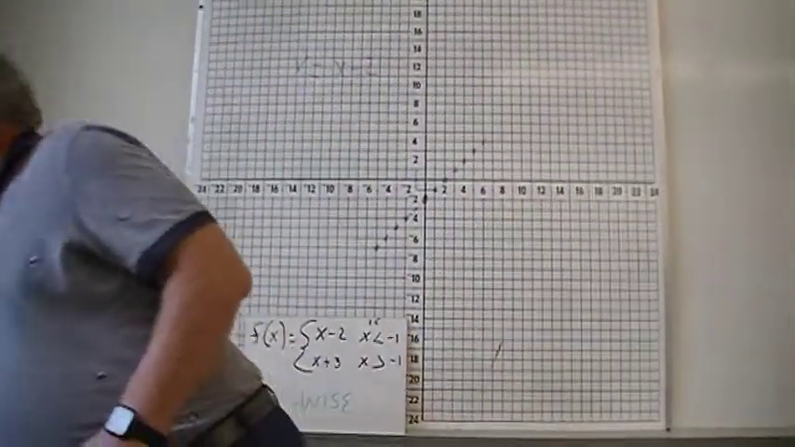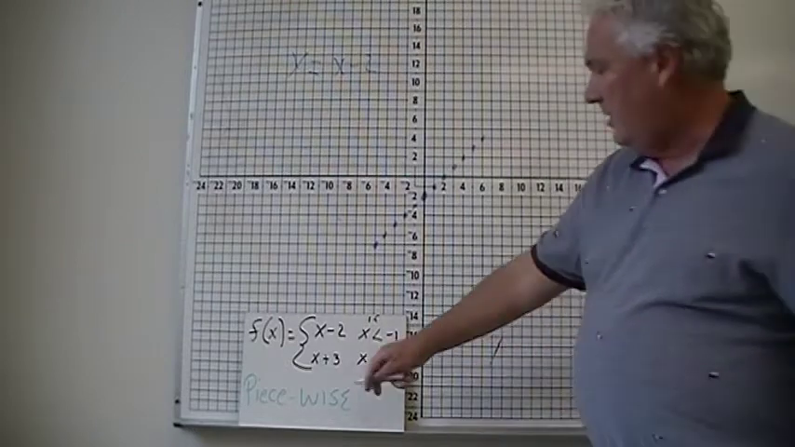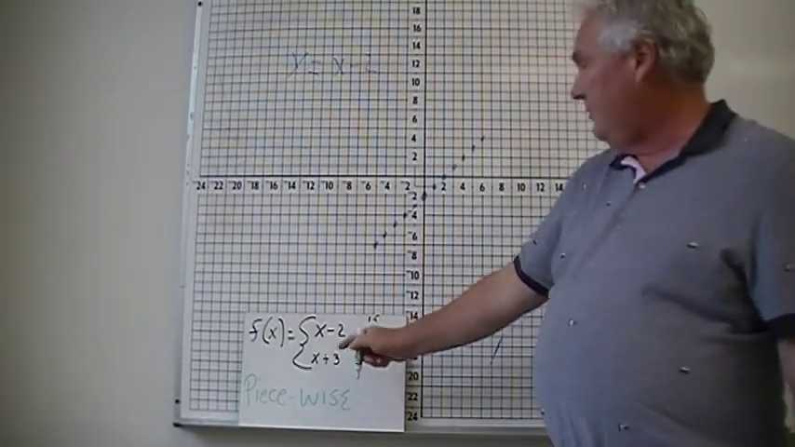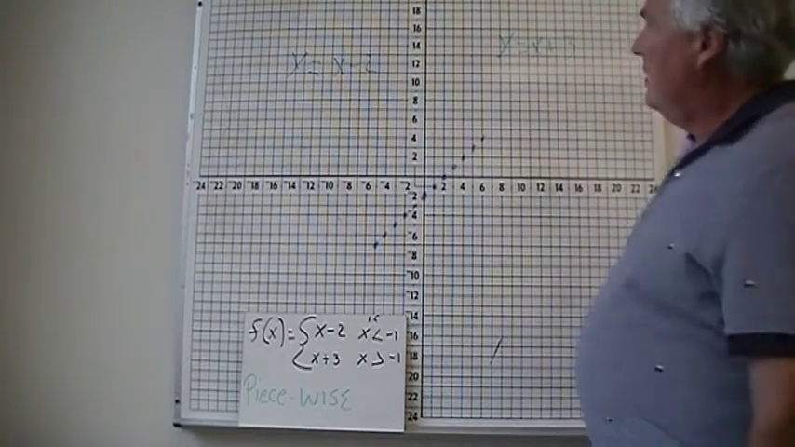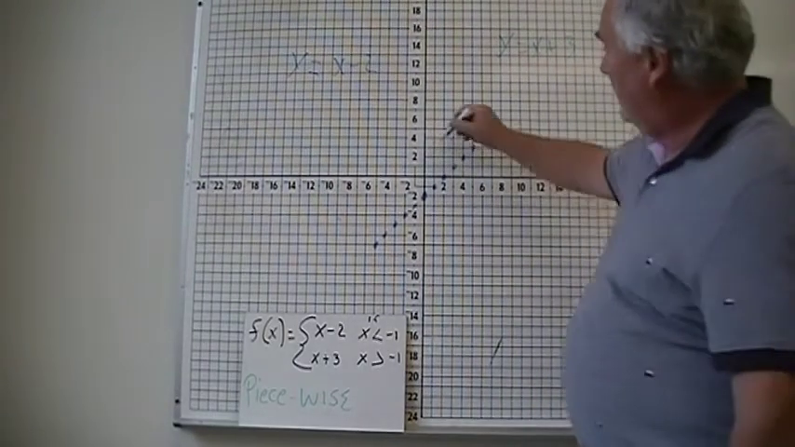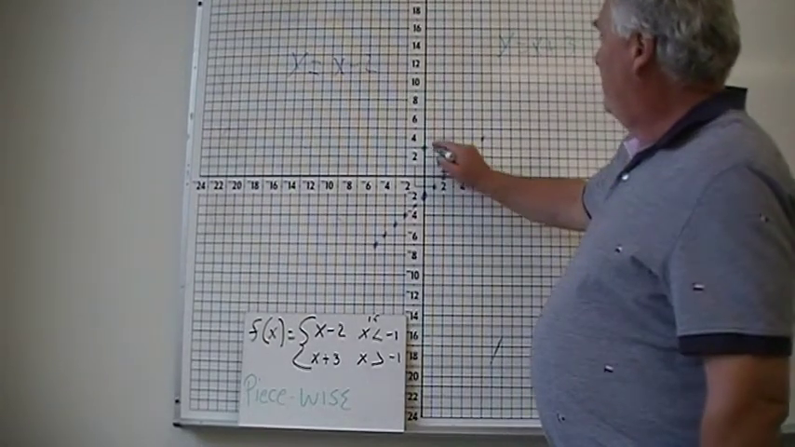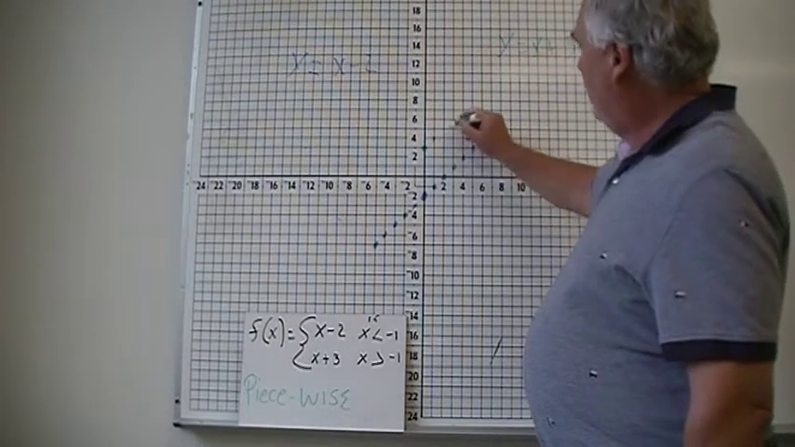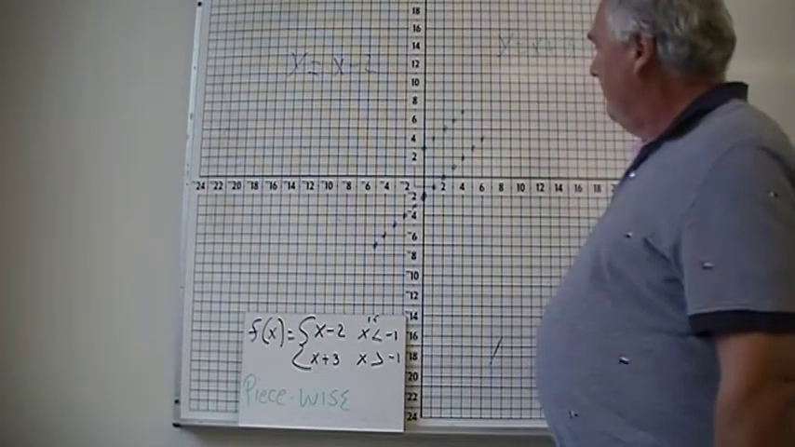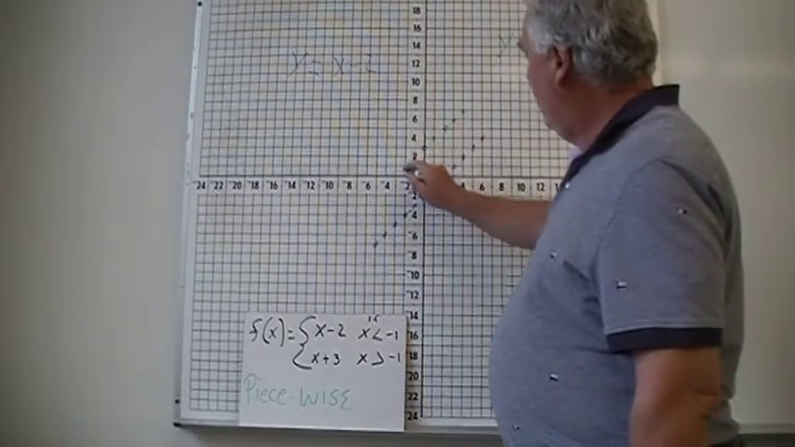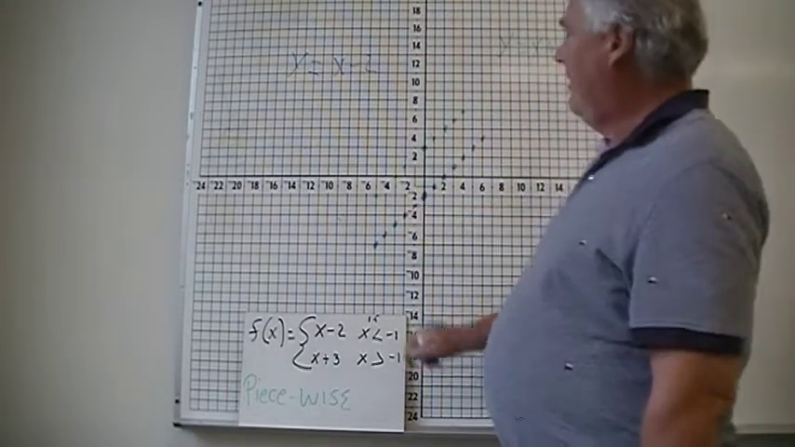Now, on the same graph, let's plot the line x plus 3. y equals x plus 3. What's the y-intercept? The y-intercept is 3. And the slope is 1. Up 1, over 1. Up 1, over 1. And then it's going to look like that.